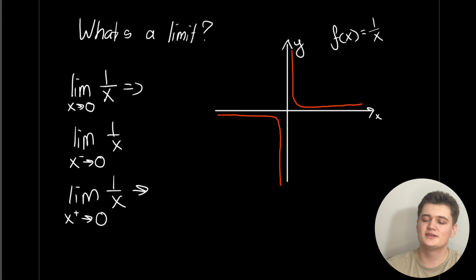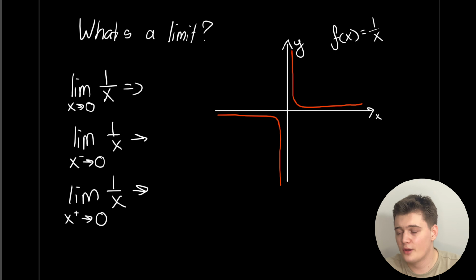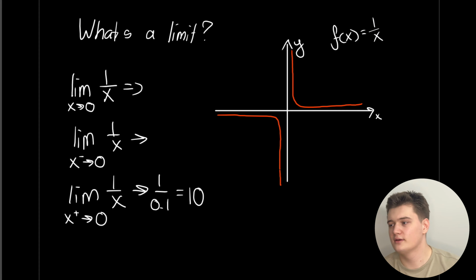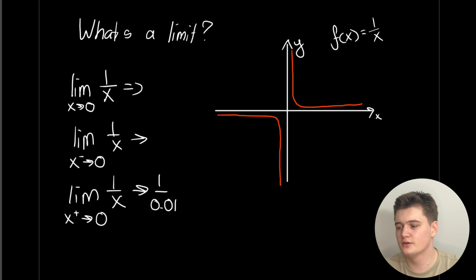Since we cannot directly plug in 0, we can try to plug in a value that is pretty close, let's say 0.1. It's not the closest value, but it's closer than 1. If we plug in 0.1, we get 10. So when x is located at 0.1, our y value is 10. Then let's try to plug in an even smaller number. 1 over 0.01 gives us 100. So when x is at 0.01, our y value is 100. Let's say this is our 0.01 and this is our 100 on the y-axis.